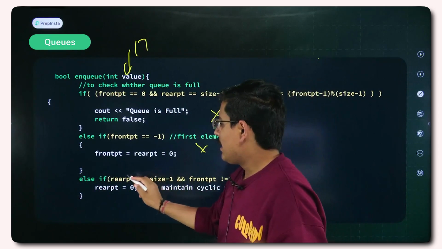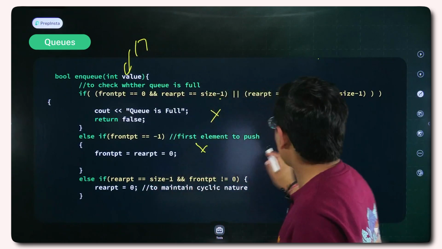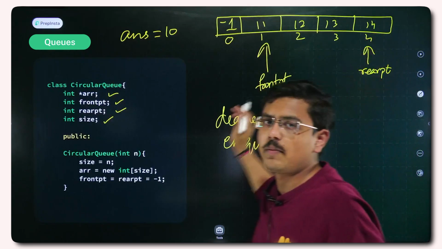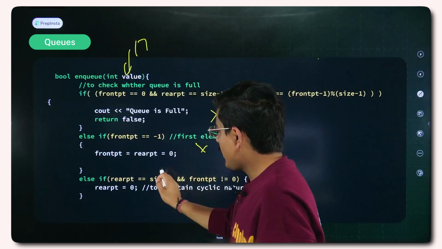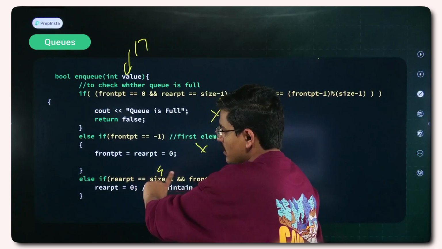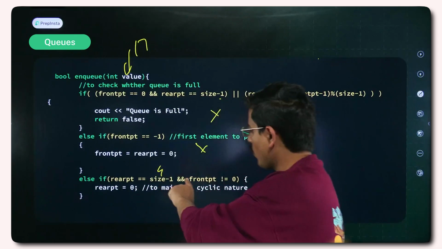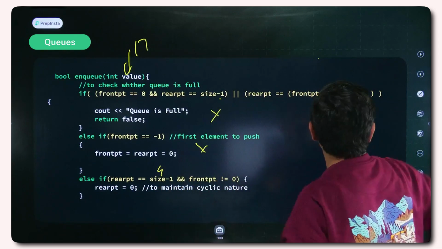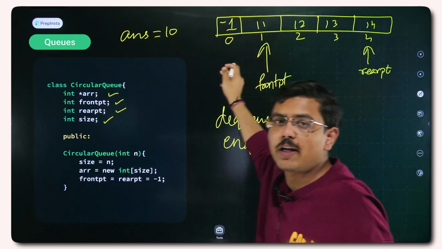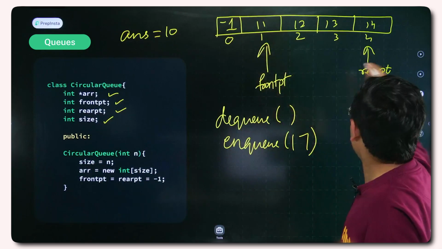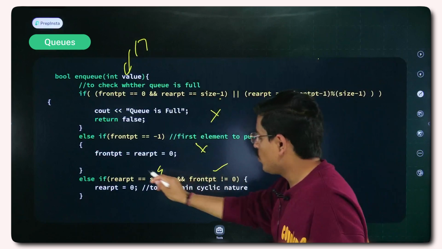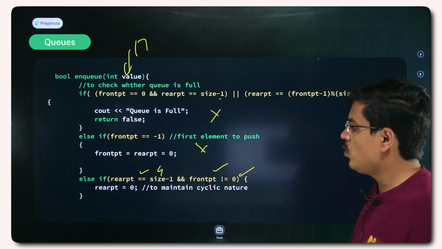Why? Rear PT is equal to size minus 1, which is the last index. Yes, rear PT is equal to 4 because size was 5. So 5 minus 1 becomes 4. If rear PT is equal to 4, is it 4? Yes, it is 4. Front PT not equal to 0. Let's check. Front PT is pointing at 1. Front PT is equal to 1. So it is pointing at index 1. It is not 0. This is also true. So this condition becomes true.